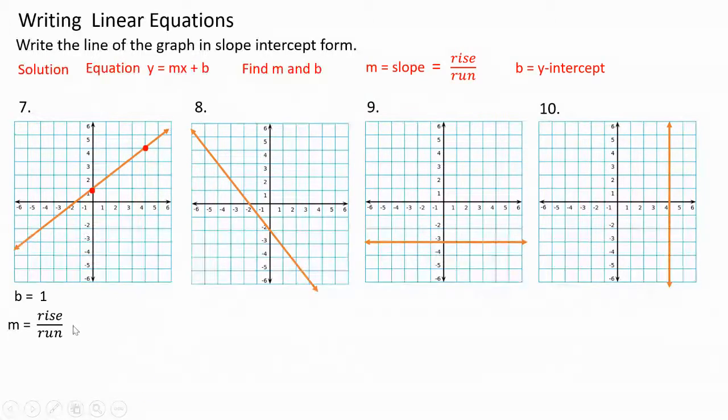Rise over run: the rise is up or down, so how many does it go up? It goes up 1, 2, 3, right? And you're going to go 1, 2, 3, 4 across. So it's going to be up 3 and 4 across. So my rise is 3 and my run is 4. So that's my slope. Now I have enough info to write the equation in slope-intercept form. My m is 3/4, my slope is 3/4, and my b is 1. That's my equation. Okay. Now look at number 8.